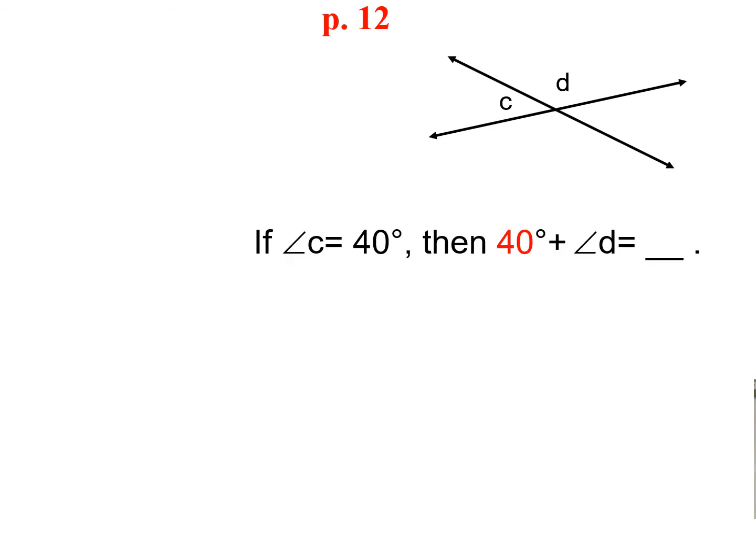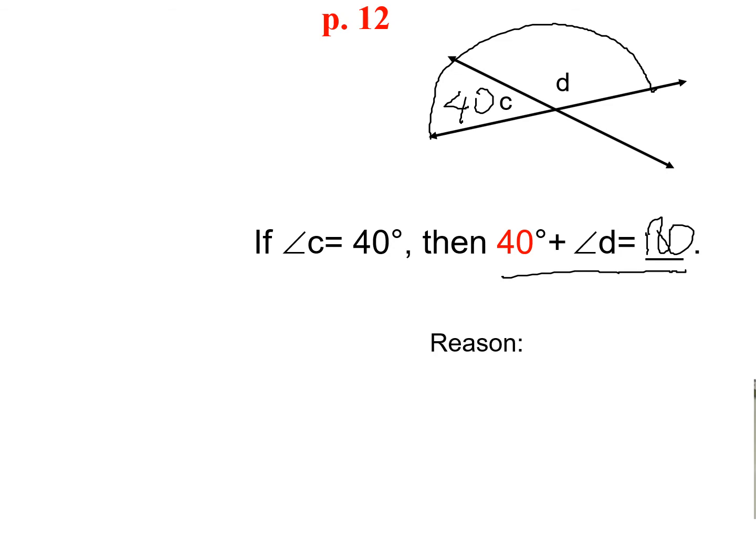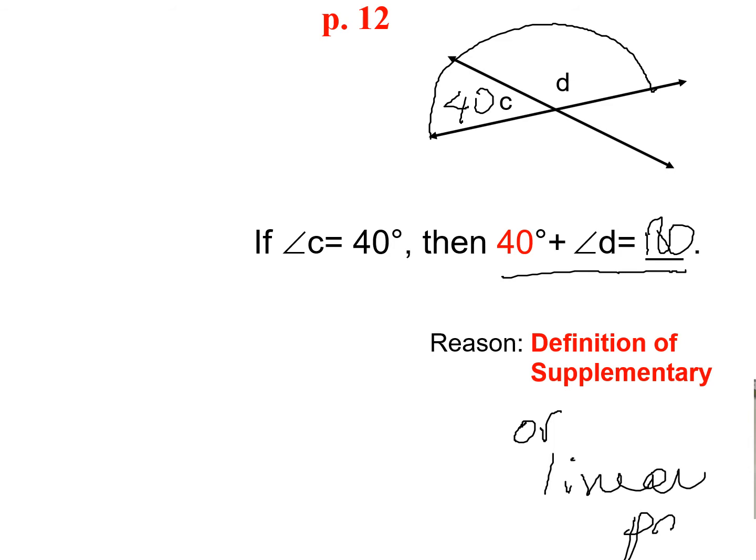Then we've got another one here. And originally I'm telling you that C is 40. So I'm not asking for D just yet. I'm asking you to complete this statement. 40 plus D. So if I put 40 and D together, then what should that total make up here? 180. So that's the thing. Now what's the reason why we said 180? What made those two add up to 180? There's two different names it could be, and you could put supplementary or linear pair. Either one would work in this case.